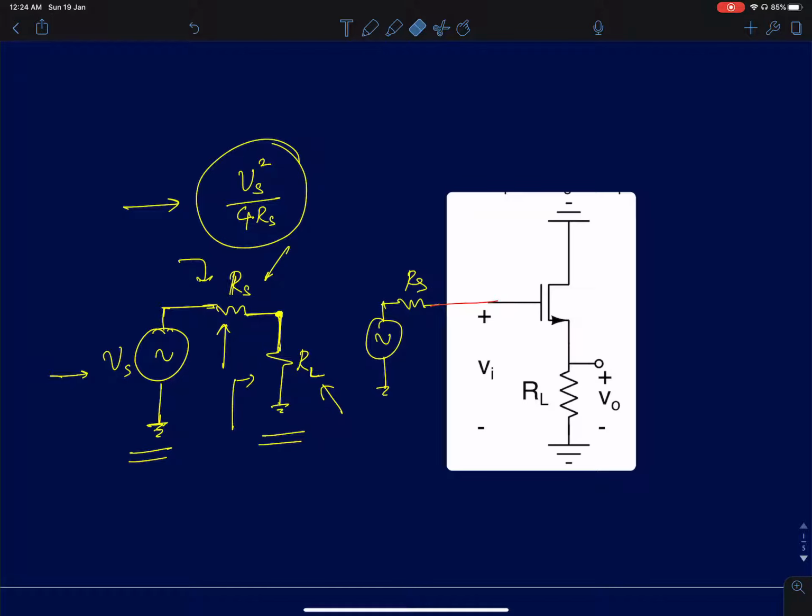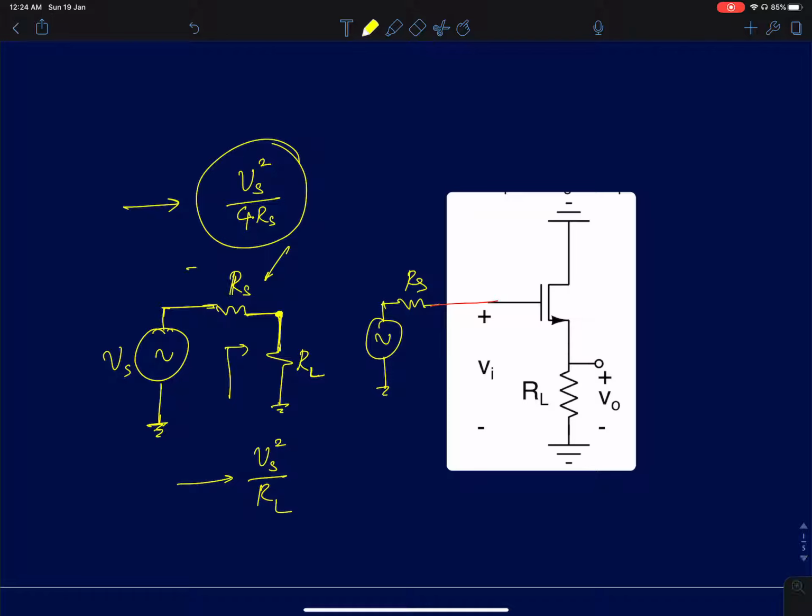If Rs were absent, if there was no source resistance at all, then the power that you can deliver to the load resistance is Vs squared by RL. This is the instantaneous power that I'm showing here. So Vs squared upon RL is the power you can deliver.